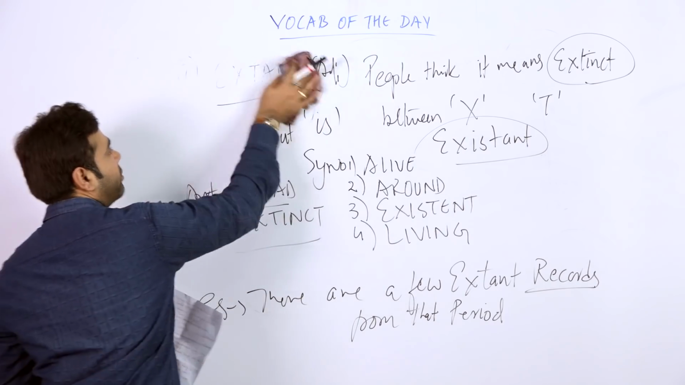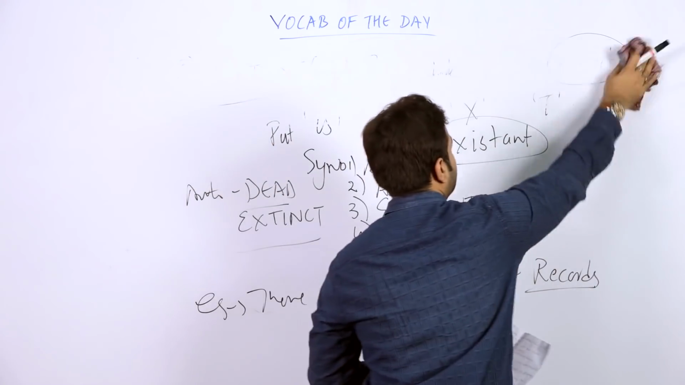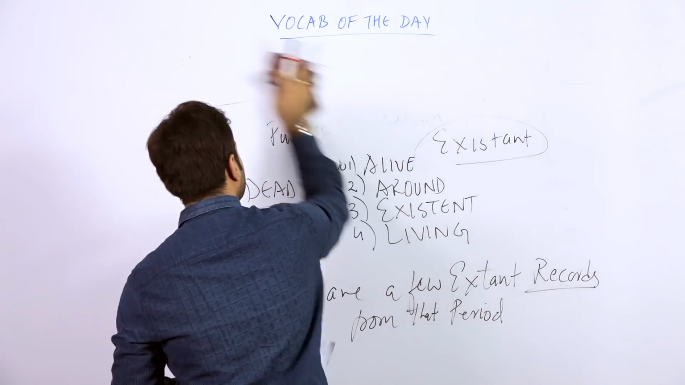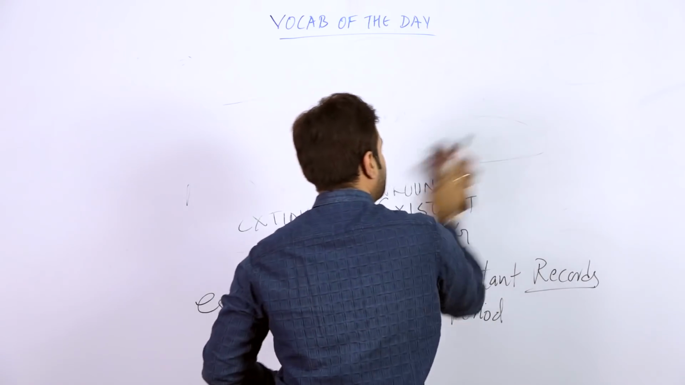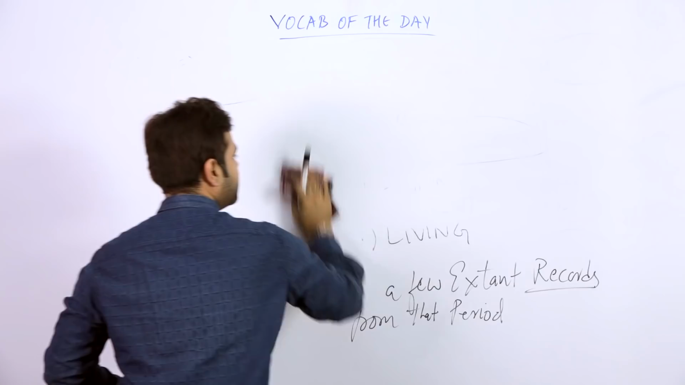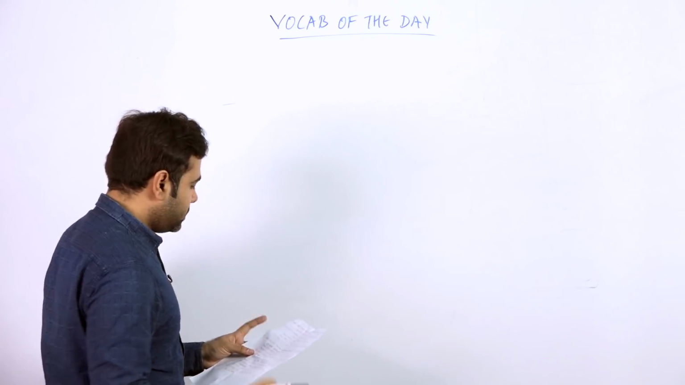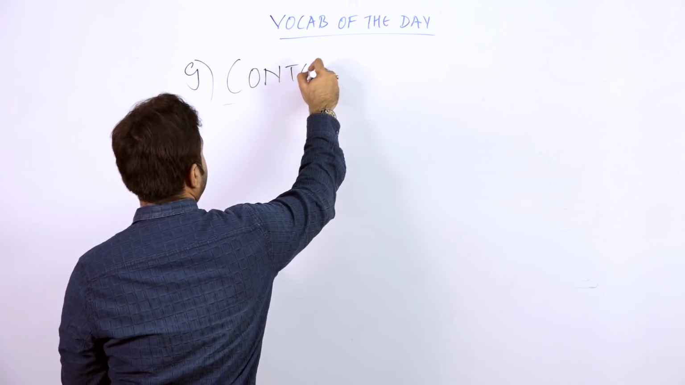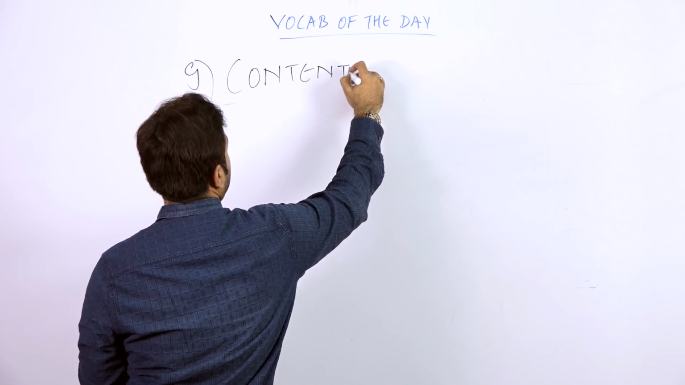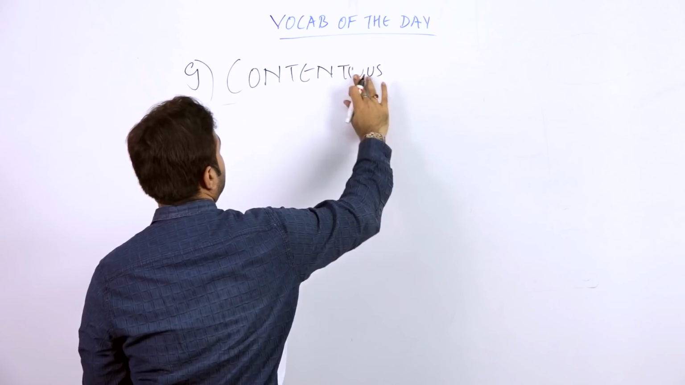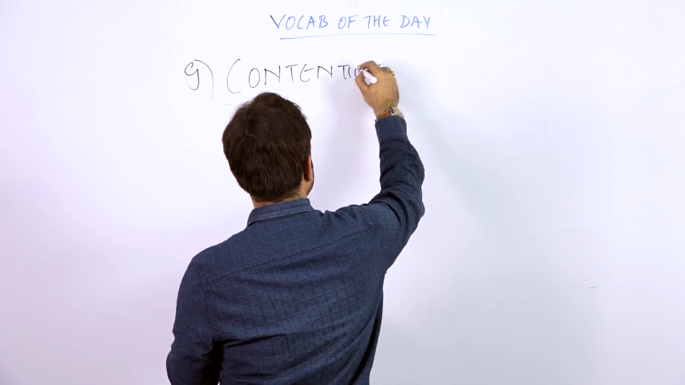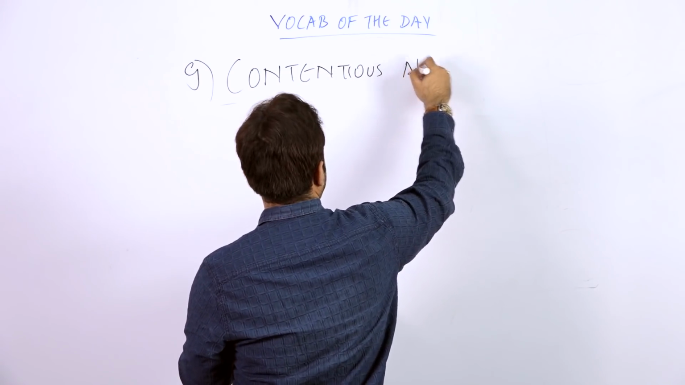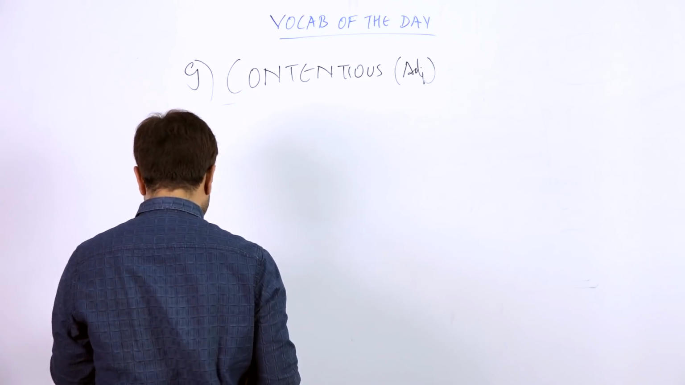So let's quickly talk about the ninth word, students. Now it will help you a lot. I'm damn sure about this. Actually, the ninth word that we are going to discuss is contentious. Contentious. It can be used as an adjective. Contentious is a simple word.